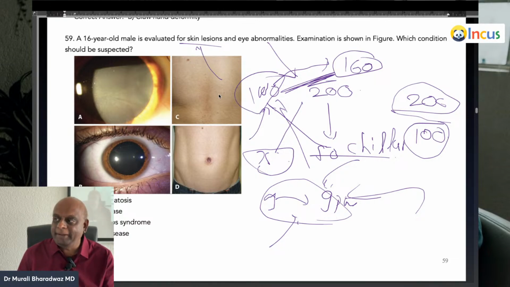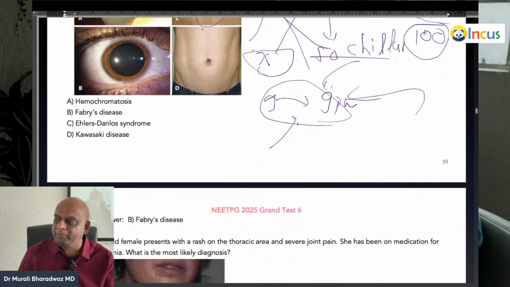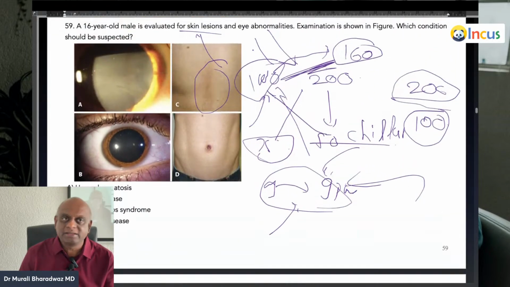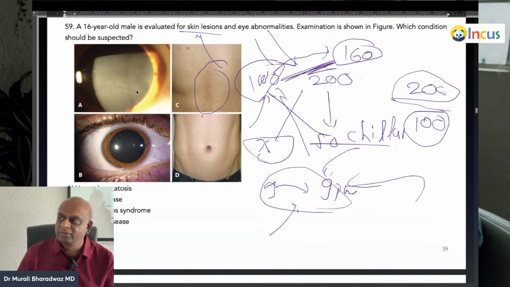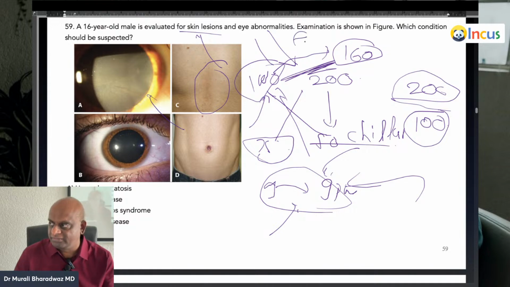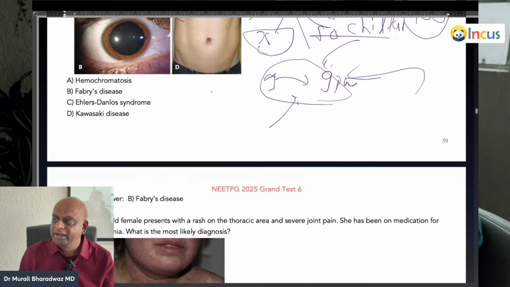Now, a patient is having skin lesions and these eye abnormalities. These are classical of Fabry's disease, angiokeratomas. So these are the typical features of Fabry's disease.